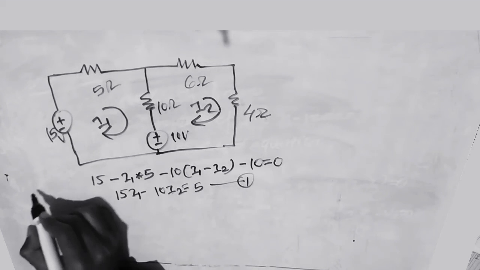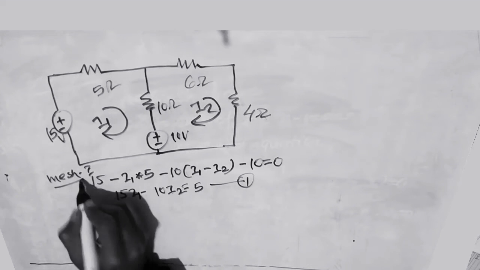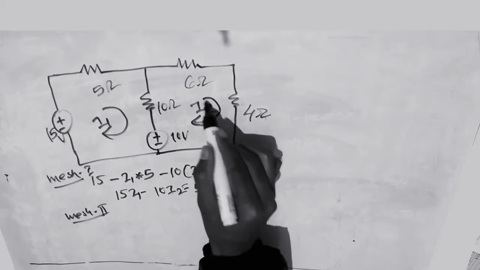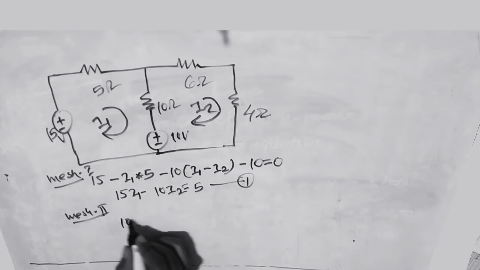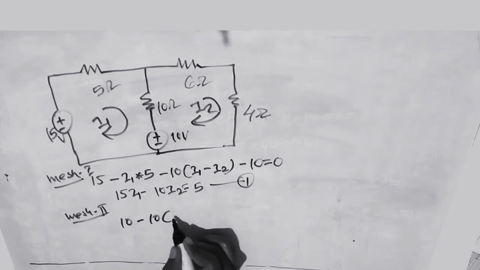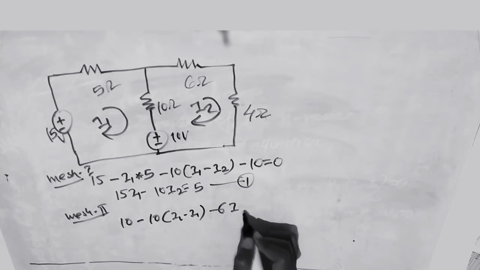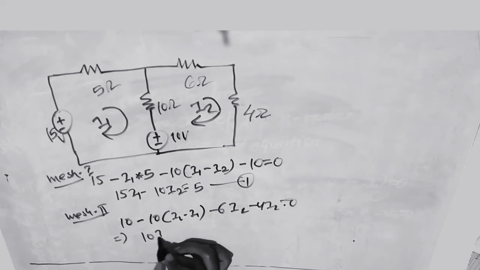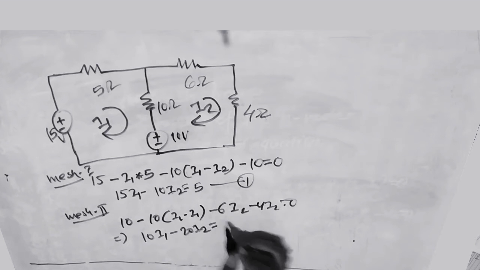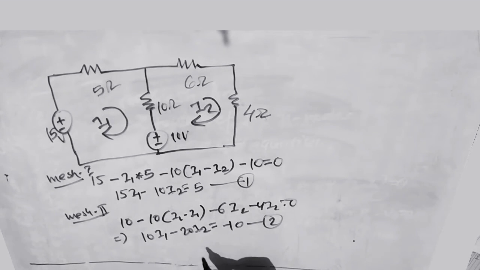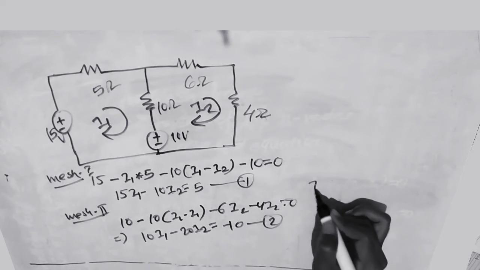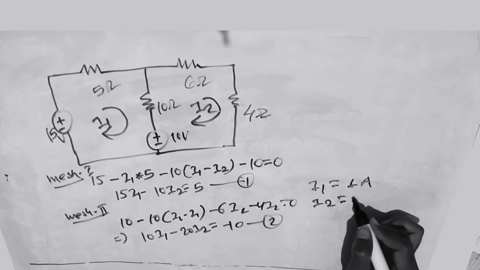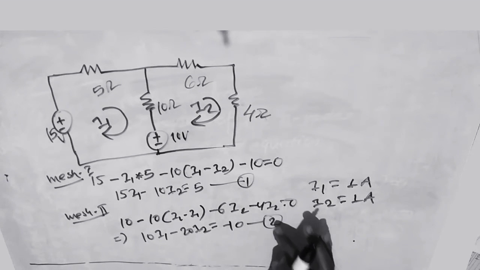This is equation first, where we applied KVL in mesh first, and again applying KVL to mesh second. In mesh second the current is going this way, so we have minus to plus, so we can write minus 10. Here 10 is again common to both meshes, so 10 into (I2 minus I1), minus 6 I2, minus 4 I2 equals 0. On simplification we get 10 I1 minus 20 I2 equals minus 10, equation 2. On solving equations 1 and 2 we get the values of I1 and I2. So the value of I1 will be 1 ampere and the value of I2 will again be 1 ampere. You can solve these two equations using calculators.